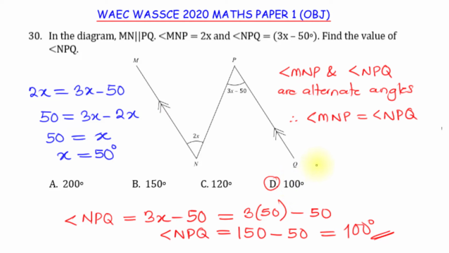The student may make the mistake of saying I've solved for x, it is 50, but looking at all the options, the answer is not there. You need to get the complete picture of the question you are being asked, and here we are told that we should look for NPQ, which is 3x minus 50, and the solution is 100 degrees.